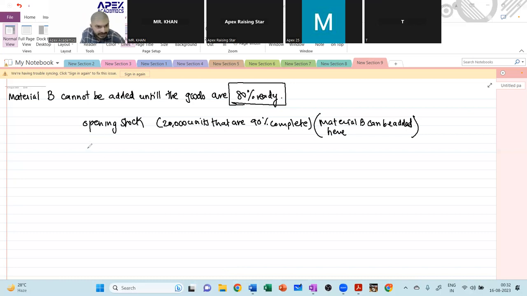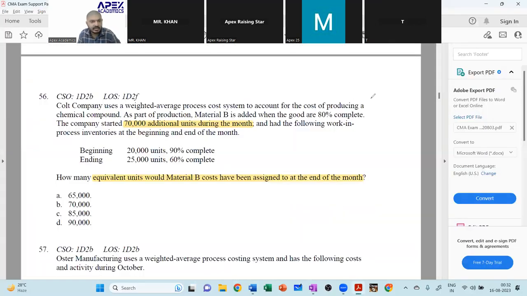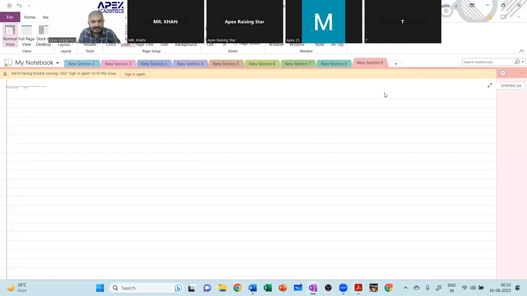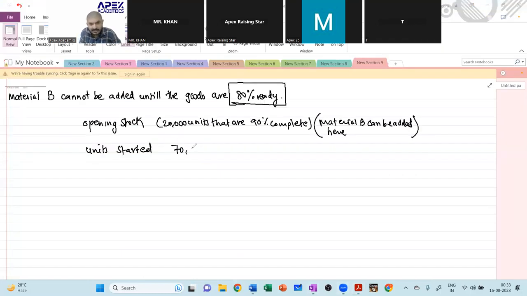Now, units started. What does the question say? The question says that units started are 70,000. How many units are started? 70,000 units are started. Okay. Out of those 70,000 units, 25,000 units are 60% completed. So can I say that units started are 70,000, and out of these 70,000 units, 25,000 units are 60% completed.